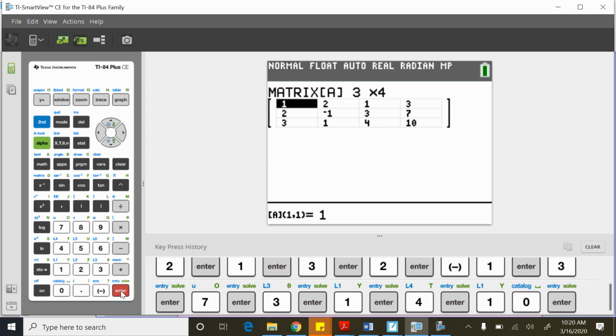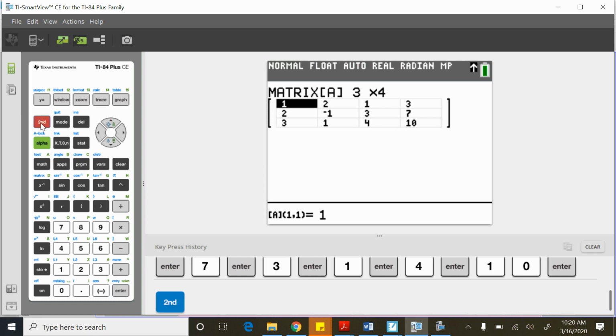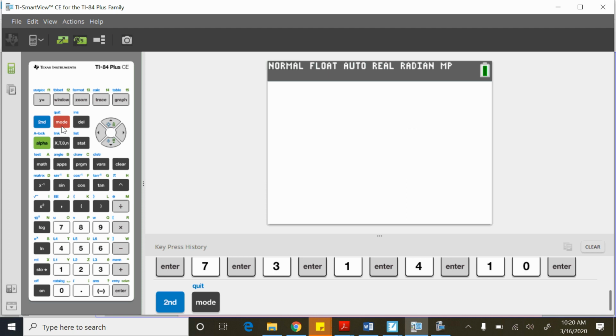Okay? So after you do that, this is the key. You don't need to save it. There's no button to save it. What you can do though is hit the quit button. So hit the second button, and right next to it is the quit, and it brings you back to your home screen. So now we need to do something with this.